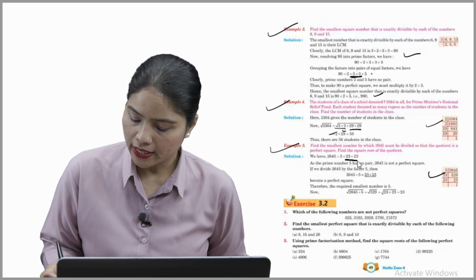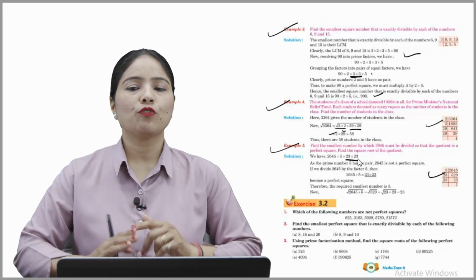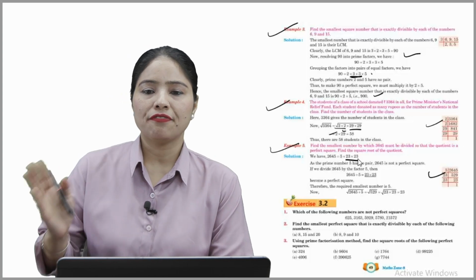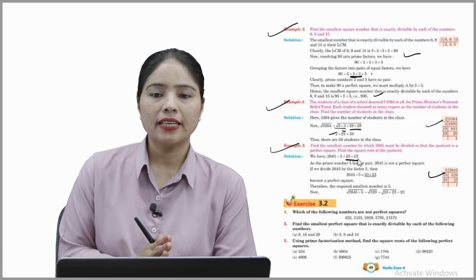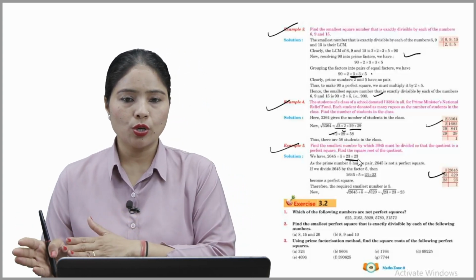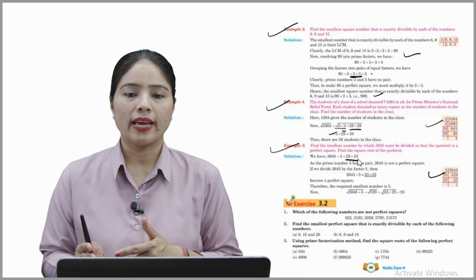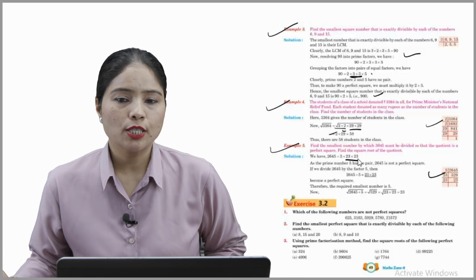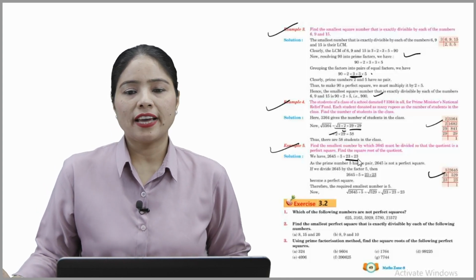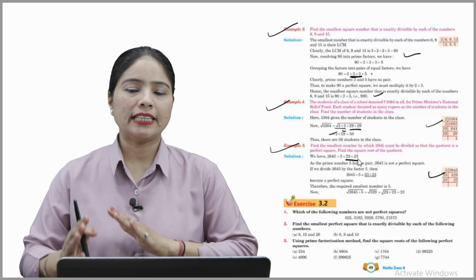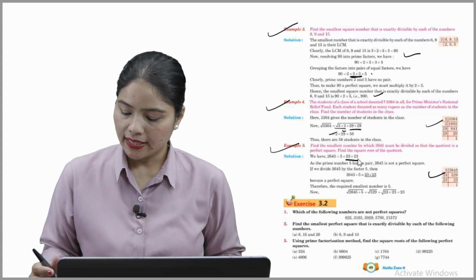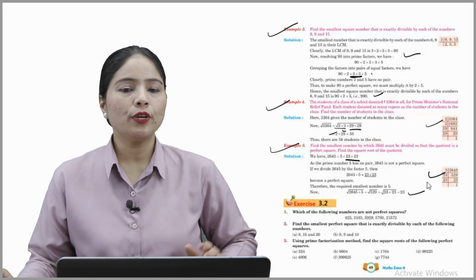Now as the prime number 5 has no pair, there is only the pair of 23. So 2645 is not a perfect square. If we divide 2645 by the factor 5, then 23 into 23 becomes a perfect square. So therefore the required smallest number is 5. Now 2645 divided by 5, the square root of 529 is equal to 23 into 23, that is 23. I hope you understood well.